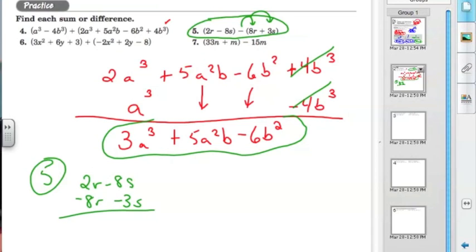Now I can simply just vertically look at my answers. I have 2r minus 8r. That gives me negative 6r. I have negative 8s. I'm going to lose 3 more s's. So that gives me negative 11s. There you go. There's your answer.